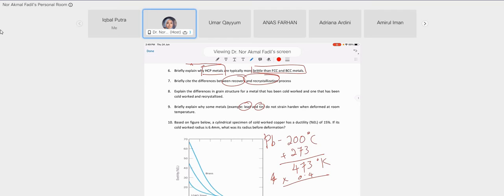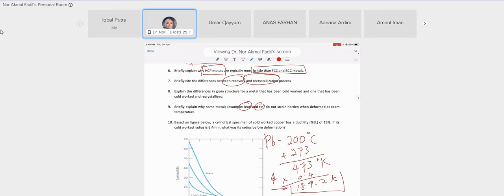473 divided by 0.4 will get 189.2. This is the Kelvin temperature of the lead, where the effect of annealing will occur.